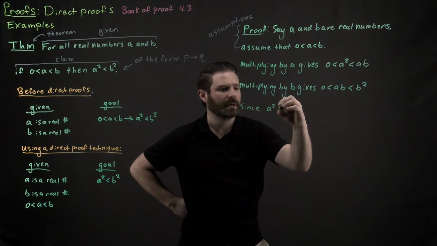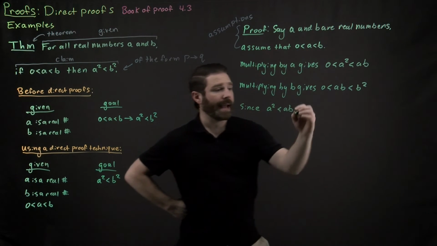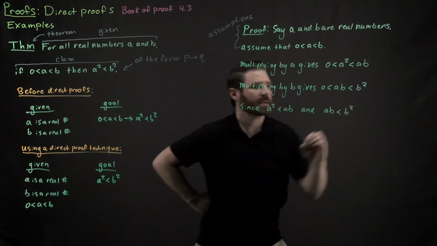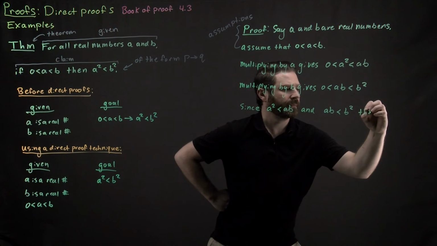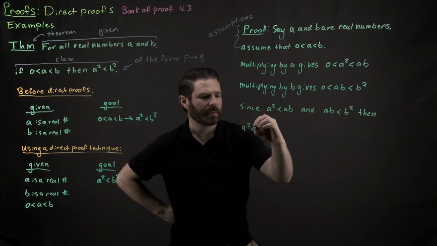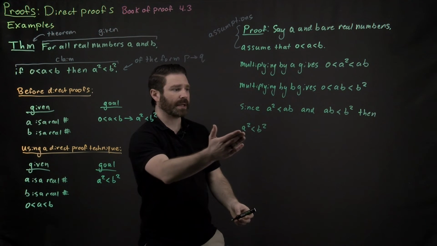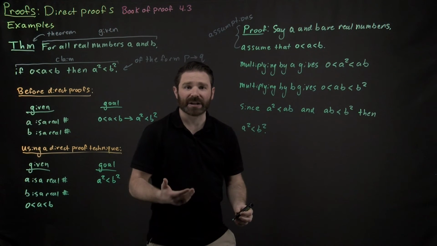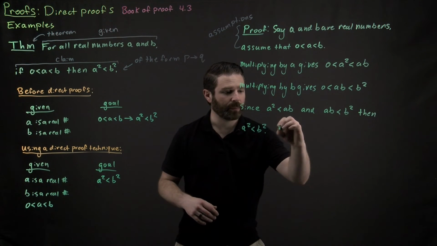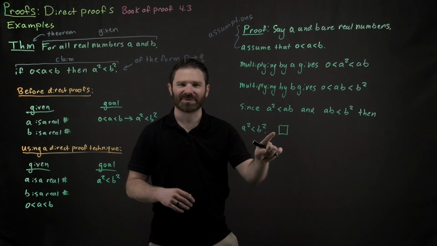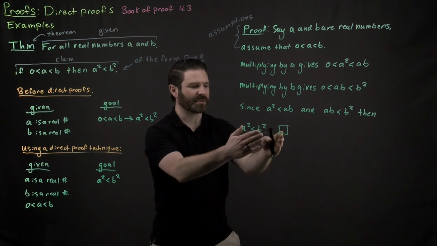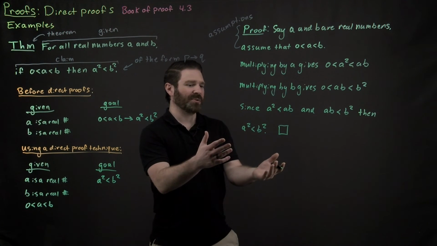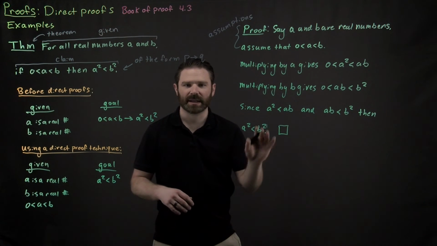Since a squared is less than ab, and ab is less than b squared, then a squared is less than b squared. So you'll notice that I've actually finished. I am done with my proof. And by convention, you can put a little box right here that says my proof is finished. This is shorthand for QED, quod erat demonstrandum. So it has thus been demonstrated, but it's just a shorthand to say my proof is finished.